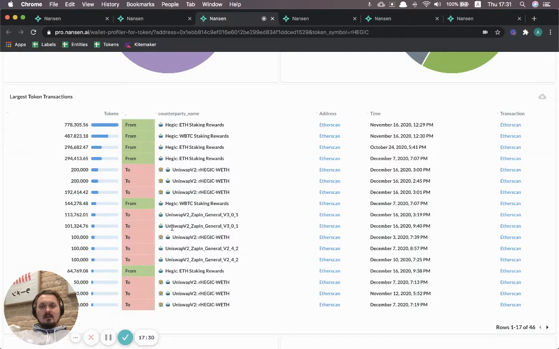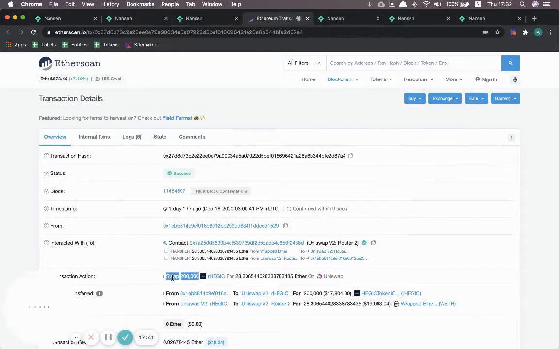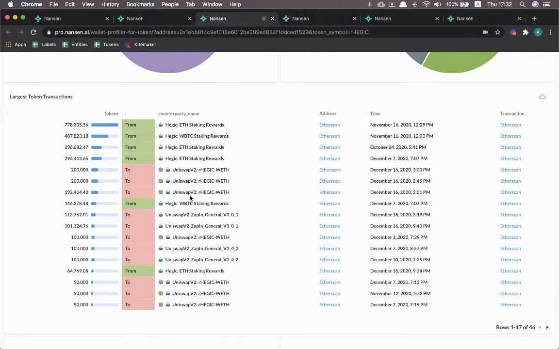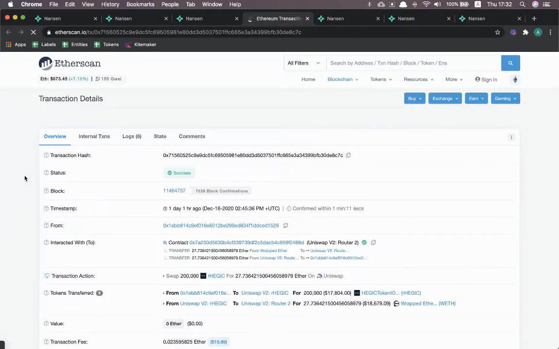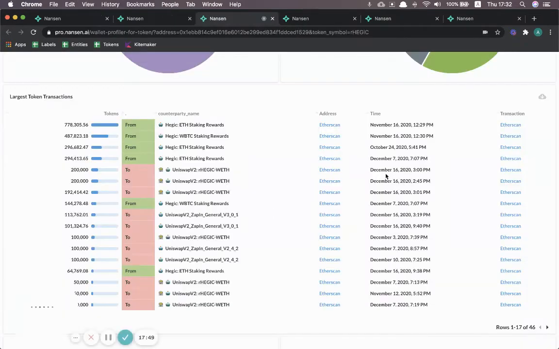Yeah, we see some of these. Okay, so Uniswap is there. Let me confirm that this is a swap and not a liquidity addition. It's a swap. Okay, so they sold tokens. These large 200,000 have been selling. This is quite recent, by the way, December 16th.